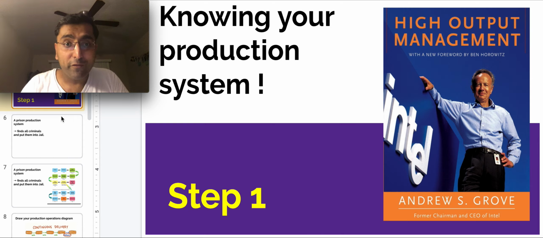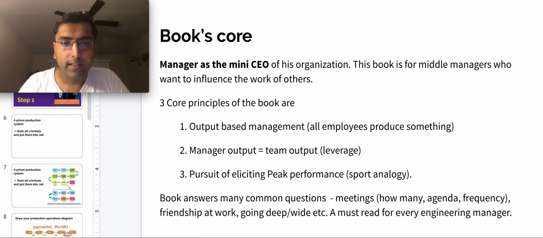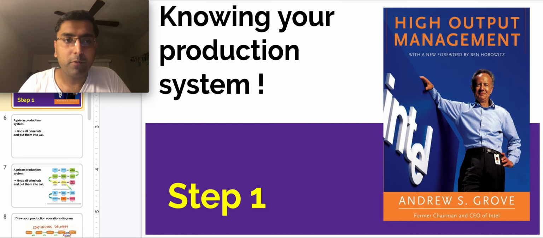Okay, so the very first step is to know your production system. So what is your production system? We talked about this: the first thing you need to know is what output you're generating from the last video. This is the slide from the last video. Everyone in your team or your company is essentially producing something, so you need to know what system they're working in and what they are producing.